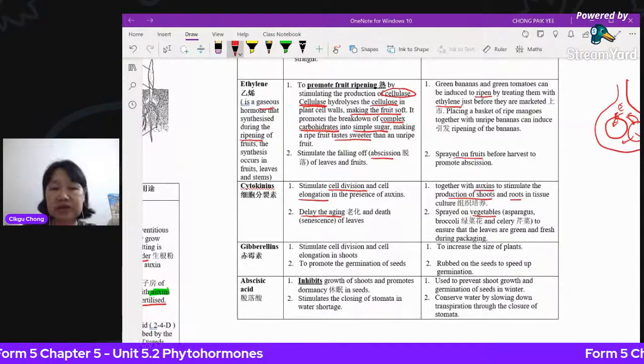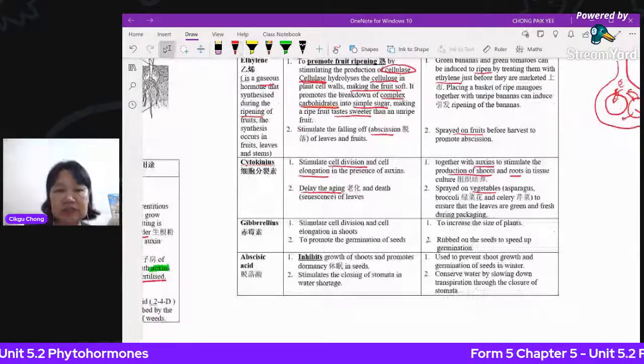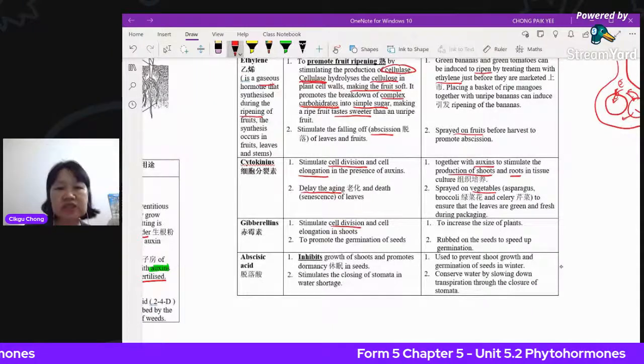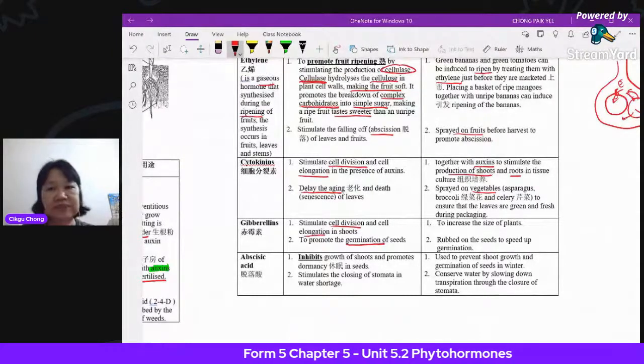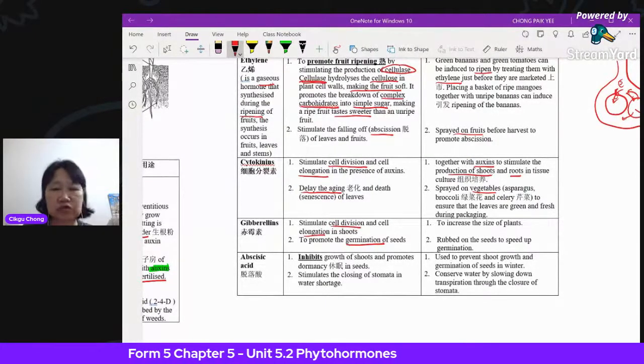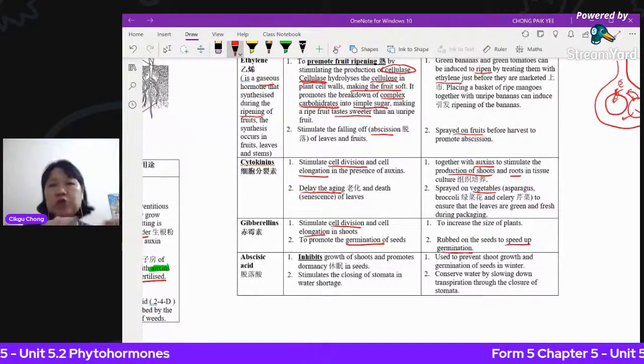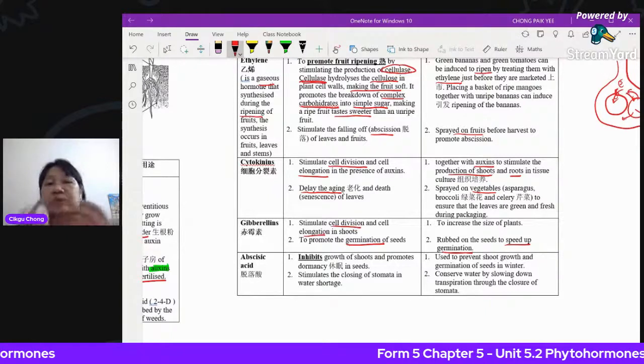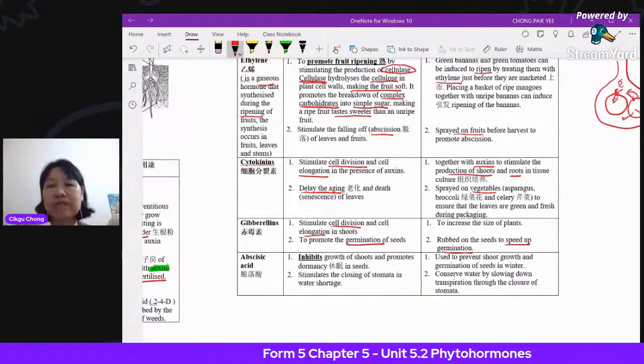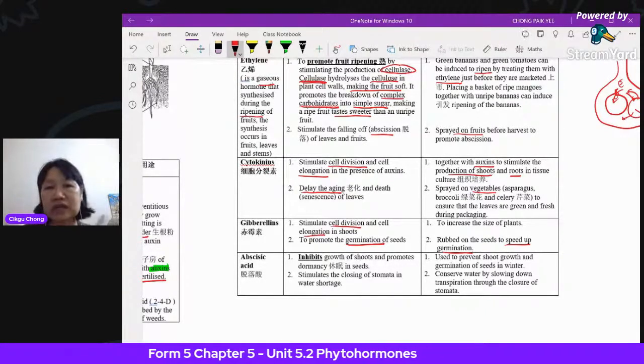Okay, gibberellin, do you remember, for germination? Stimulates cell division and elongation, also promotes germination of seeds. Increases the size of plants, makes the plant grow taller, bigger. And you rub it on the seeds to speed up germination. You want the seed to germinate faster, 给它比较快发芽. So you put in the gibberellin hormone.